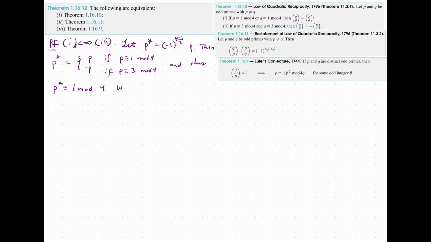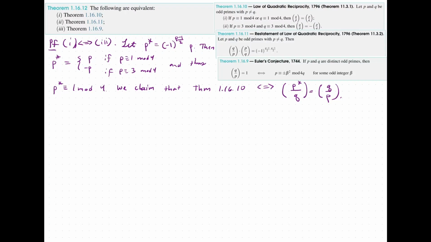So we claim that theorem 1.16.10 is equivalent to (p star on q) being equal to (q on p). And so that's going to be our first statement. So we're going to reduce what we want to prove. So this is the first of several strings of equivalences that we will be showing, that both of these statements are the same. So let's go ahead and see that.